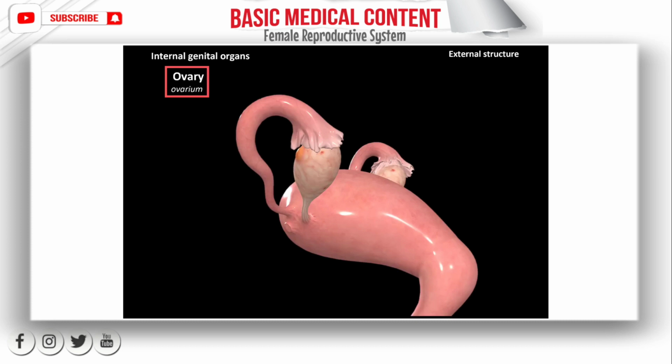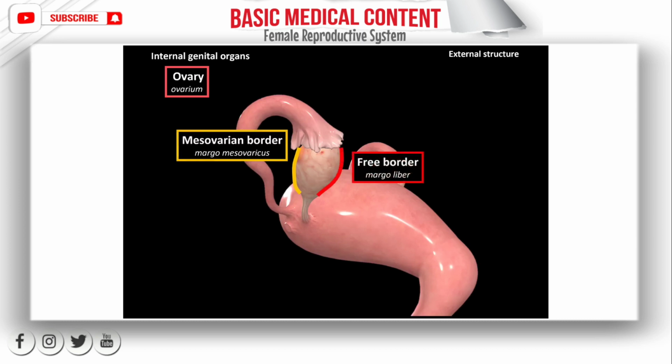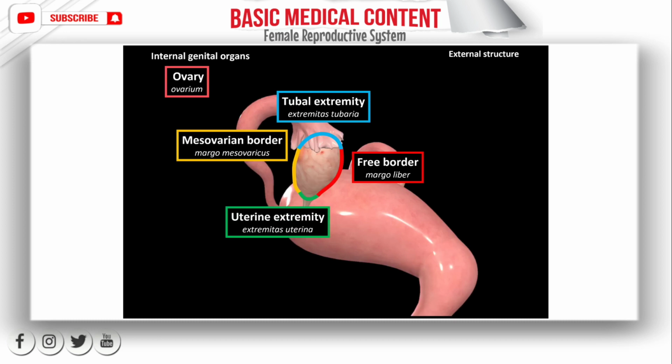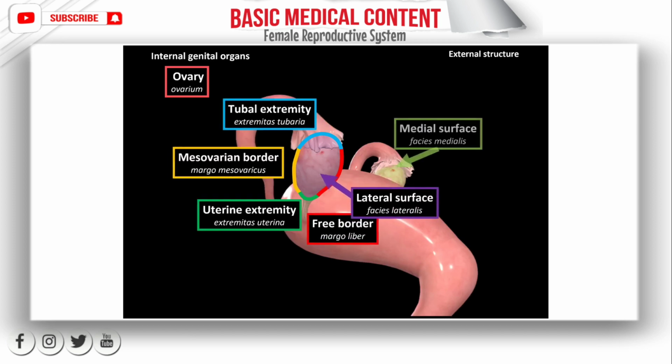An ovary has surfaces and margins, right? It has a mesovarian border, which is the anterior margin facing the peritoneal fold of the ovary. Then on the other side, it has a free border or a posterior border, which is free because it doesn't really face any structures of significance. It has the tubal extremity, which is the upper pole facing the abdominal opening of the uterine tube. It has a uterine extremity, which is directed downwards and attached to the lateral angle of the uterus by the ovarian ligament. Then we have two surfaces, a lateral surface and a medial surface.